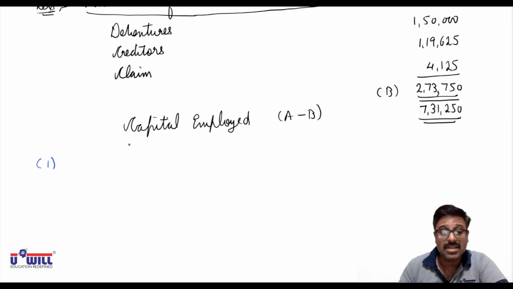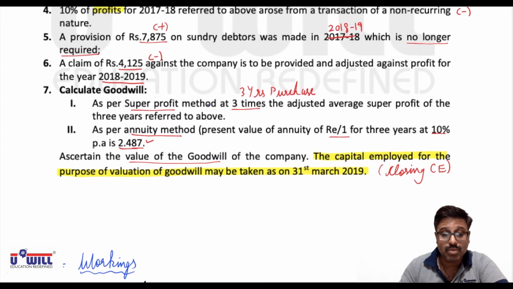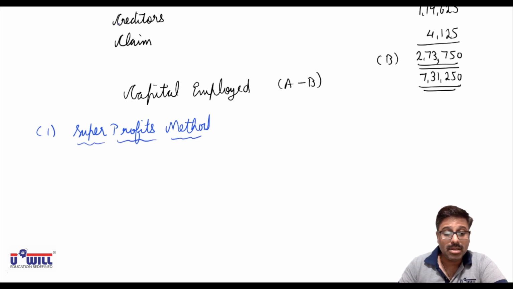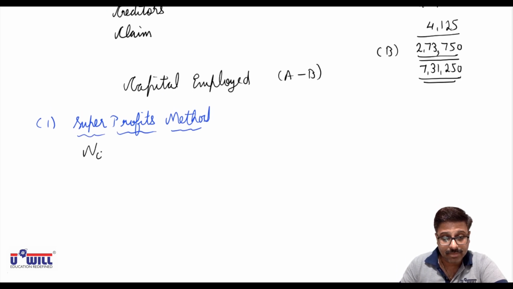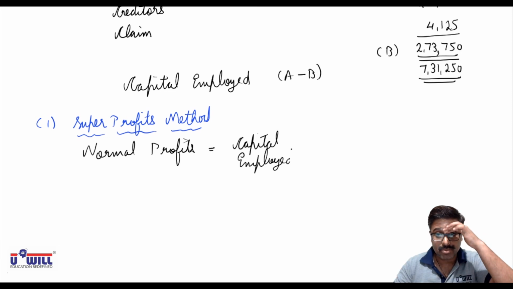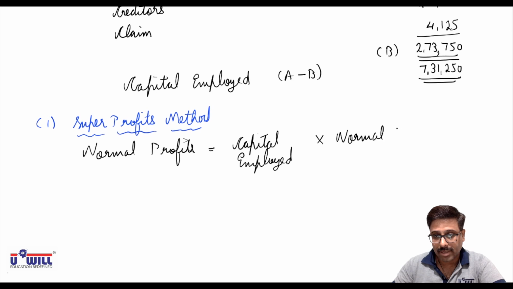First, which method is asked in the question? Two workings are made. First method asked is super profits method. So in super profits method, first of all, we'll find the normal profits which all other businesses would be earning. So super profits method, normal profits is equal to capital employed into normal rate of return.